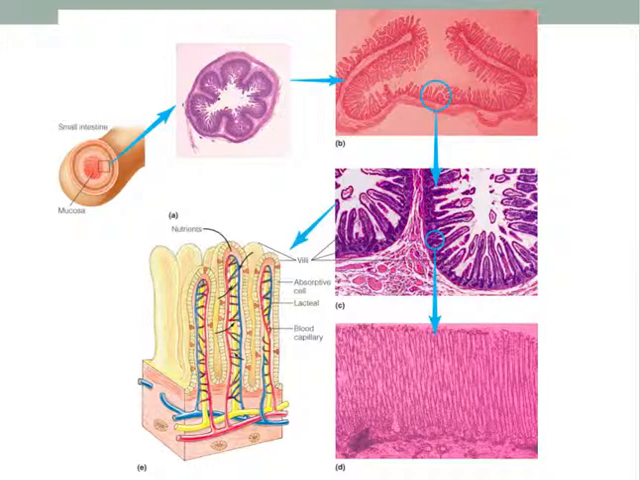Here is another picture I wanted to show you of the villi upon villi. Here is the small intestine. If you take a cross section of the small intestine, this is what it looks like. If we were to zoom in on one portion of that, you could see the villi. That's here, these finger-like projections. Then if we zoom in a little more and one more time, you can see that each one of these villi is made up of a bunch of even smaller finger-like projections, the microvilli.